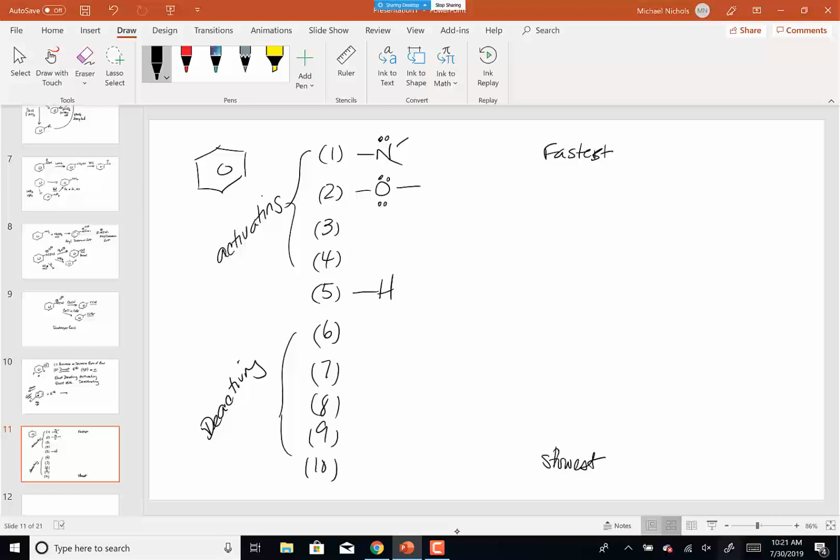So nitrogen number 1, oxygen number 2. Number 3, alkyl group.